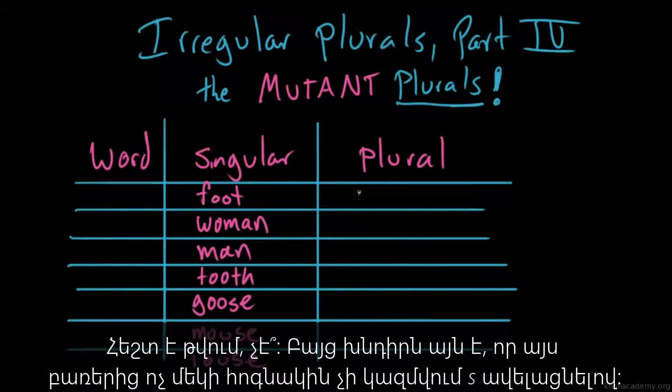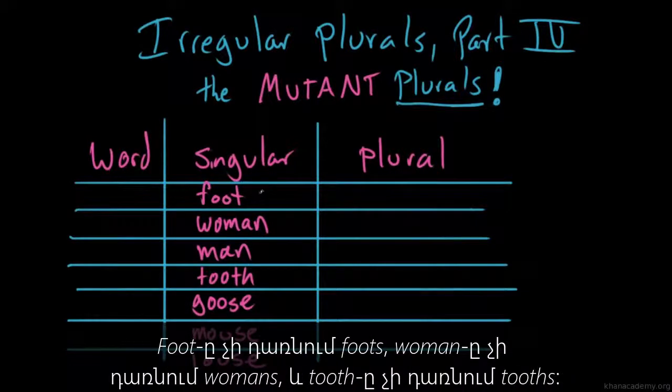Looks pretty straightforward, right? The thing about these words is that none of them take S as a plural. So the plural of foot is not foots. The plural of woman is not woman's. The plural of tooth is not tooth's.